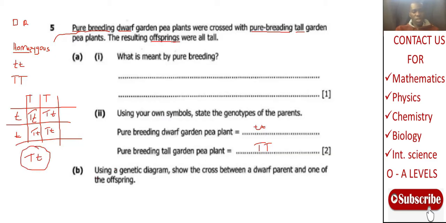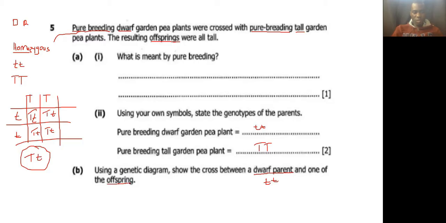Okay, so using a genetic diagram, show the cross between a dwarf parent and one of the offsprings. As you can see, they have said a dwarf parent. Now a dwarf parent, you know, it's t and t. Then one of the offsprings here, we figured out that the offsprings have a capital T and a small t.